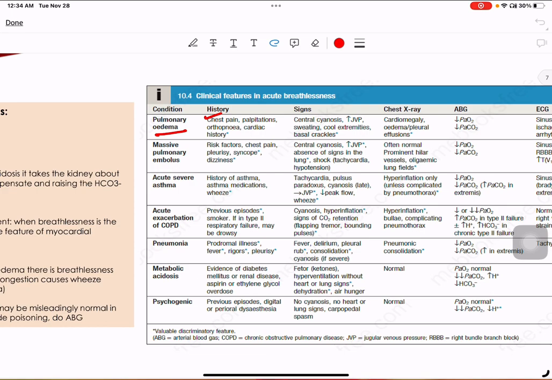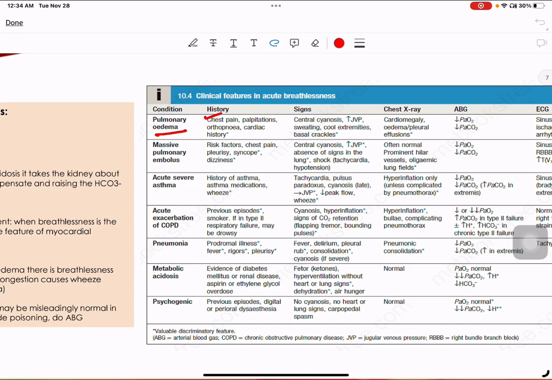So the patient will present suddenly with chest pain, pleurisy, syncope, dizziness. And the patient may have signs like central cyanosis, raised JVP, absence of signs in the lung base. The lungs may be clear, but the patient may have shock manifested by hypotension and tachycardia.